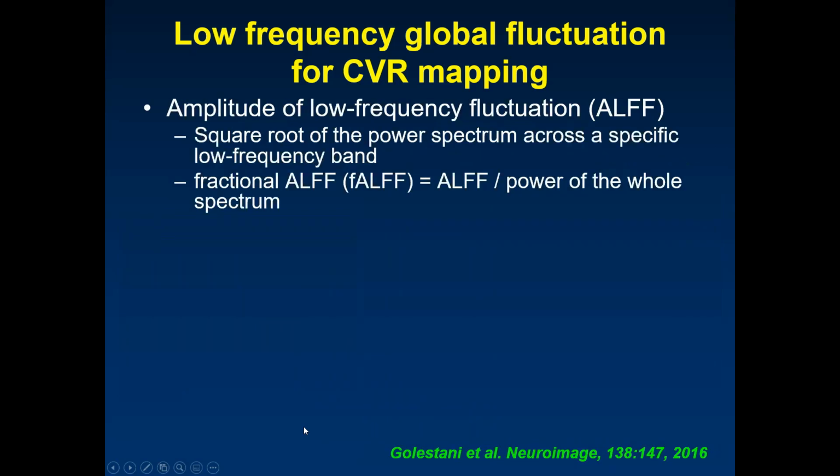Another parameter to quantify the low frequency global fluctuation is the amplitude of low frequency fluctuation, or ALFF. It is calculated as the square root of the power spectrum across a specific low frequency band, and it can further be normalized by the power of the whole spectrum and yield the parameter called the fractional ALFF.